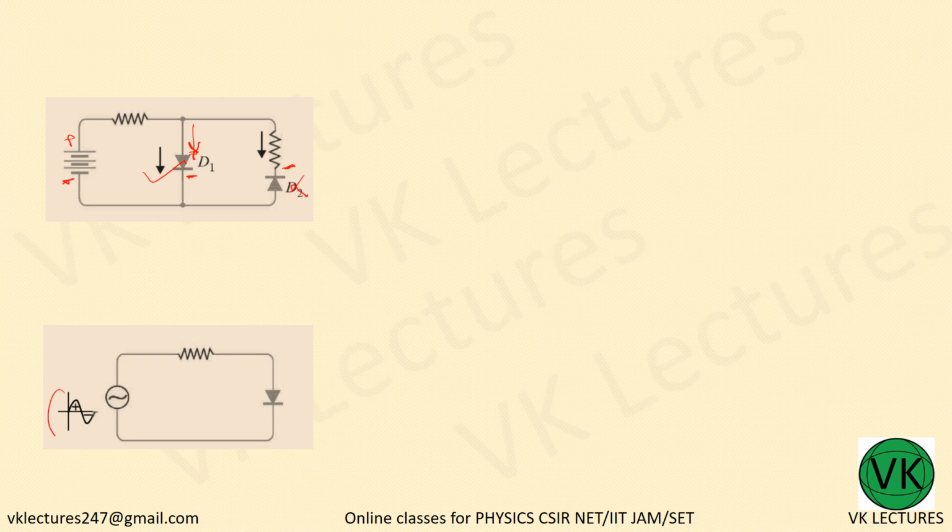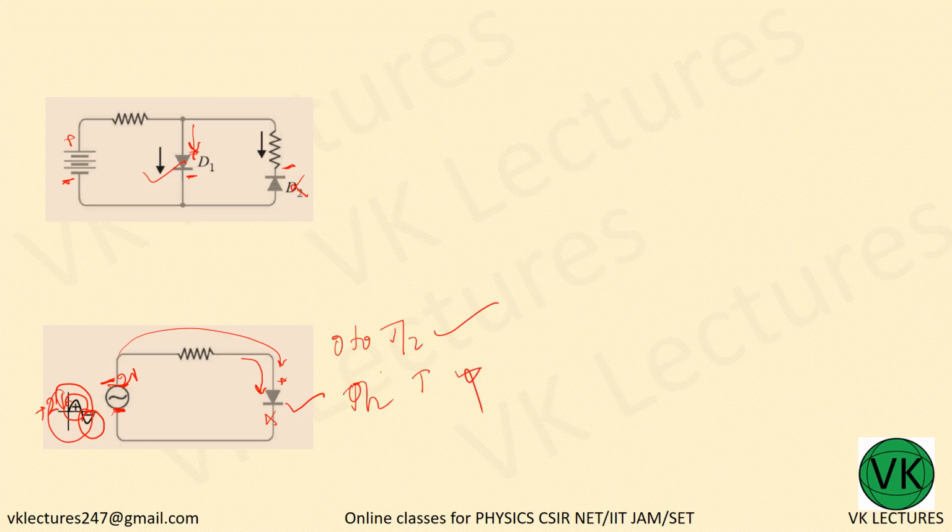Now you have an AC source. At the positive half cycle, this will be conducting. Positive half cycle means if it is plus 2 volt, you write it as 2 volt, and this is negative 2 volt, so it will be conducting. And in the negative half cycle, it becomes minus 2, and here positive. This is reverse bias, it won't be conducting. So from 0 to T by 2, it will be conducting. From T by 2 to T, it won't be.